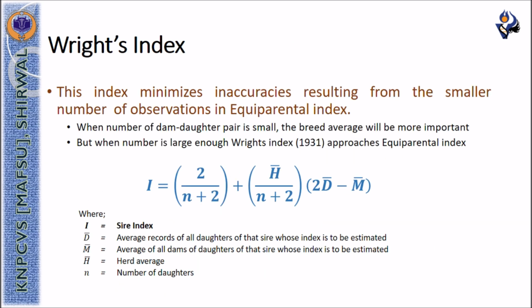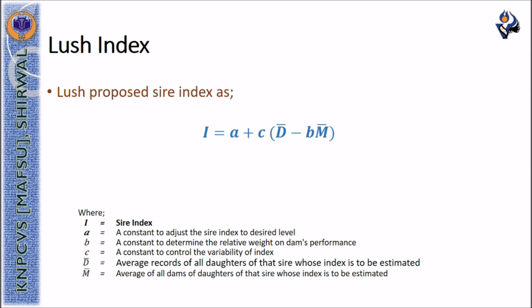Wright's Index utilizes the formula 2 divided by n plus 2 plus H bar divided by n plus 2 multiplied by twice D bar minus M bar. Lush proposed sire index as I is equal to A plus C multiplied by D bar minus B multiplied by M bar, where A is the constant to adjust the sire index to a desired level, B is a constant to determine the relative weight on dam's performance, and C is a constant to control the variability of index.